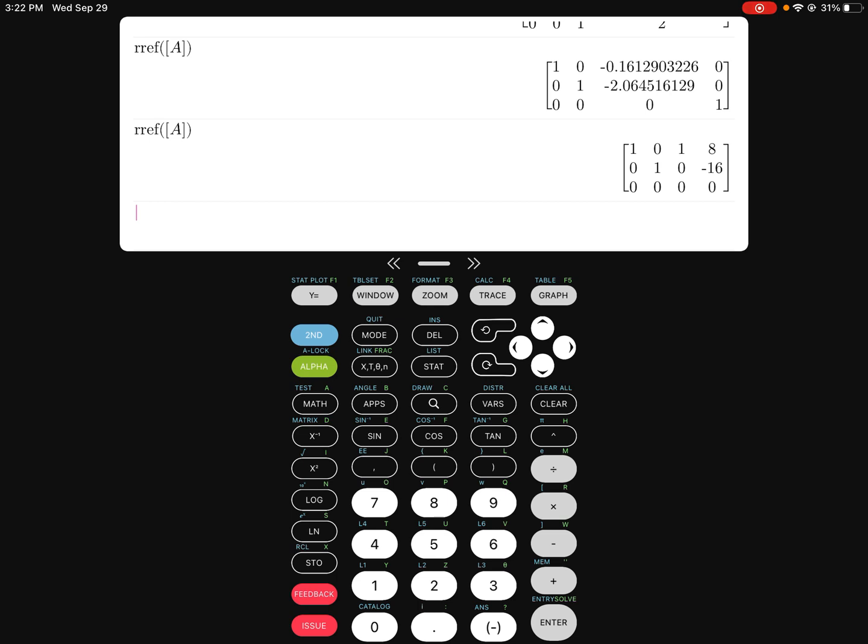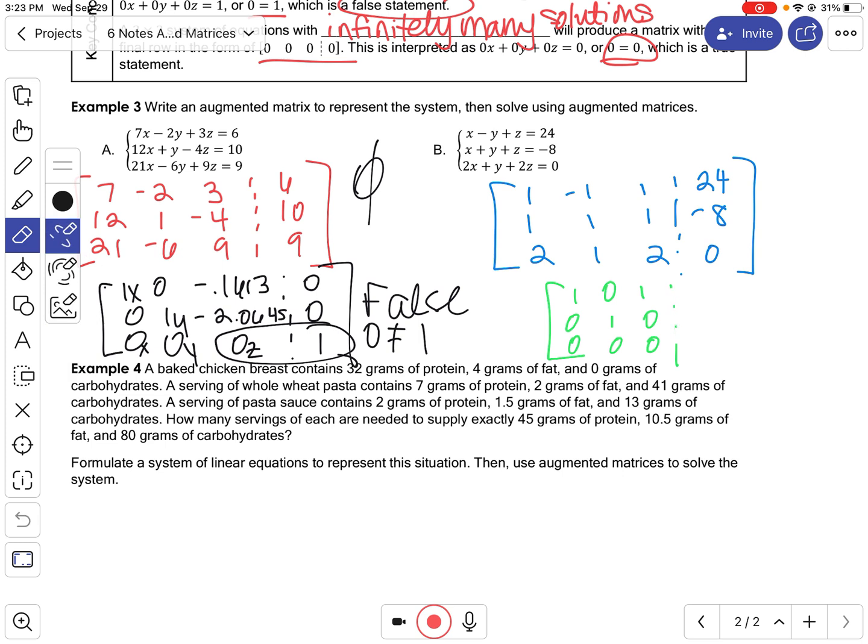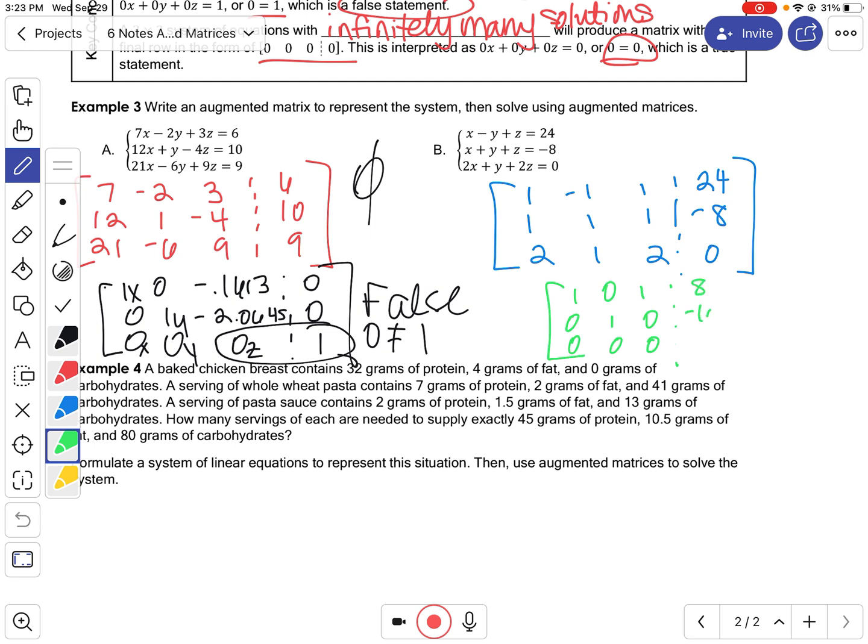Okay, so let's write this answer down and then we'll talk about it. So I have 1, 0, 1, 0, 1, 0, and 0, 0, 0, and then let me do the dotted. So that's a dotted line there. Sorry, my bad. And then we got 8, -16, and 0.